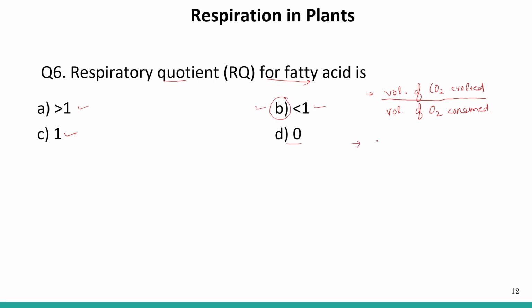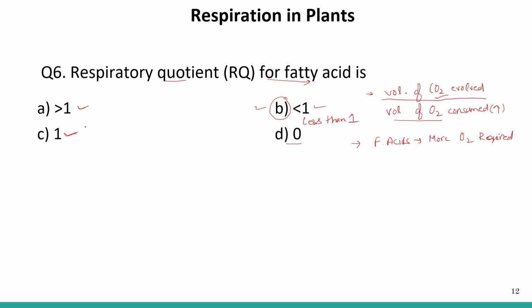Again, what happens if we talk about fatty acids? A huge amount of oxygen, or more oxygen, is required. So the volume of oxygen increases as compared to carbon dioxide. So the RQ value will always be less than 1. For organic acids, it is more than 1.